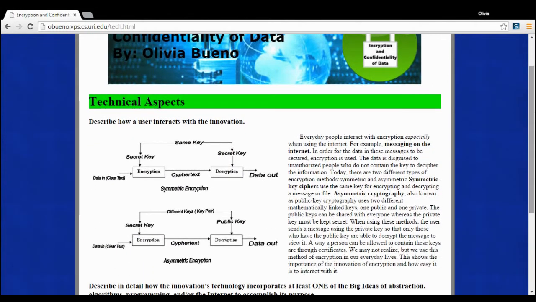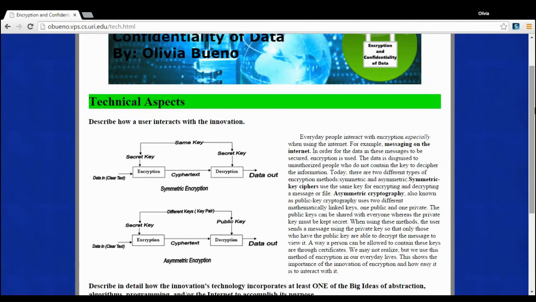This page shows the technical aspects of encryption. Every day, people interact with encryption, especially when using the internet. One example being messaging on the internet. We message every day using applications such as our email. In order for the data in these messages to be secured, encryption is used.